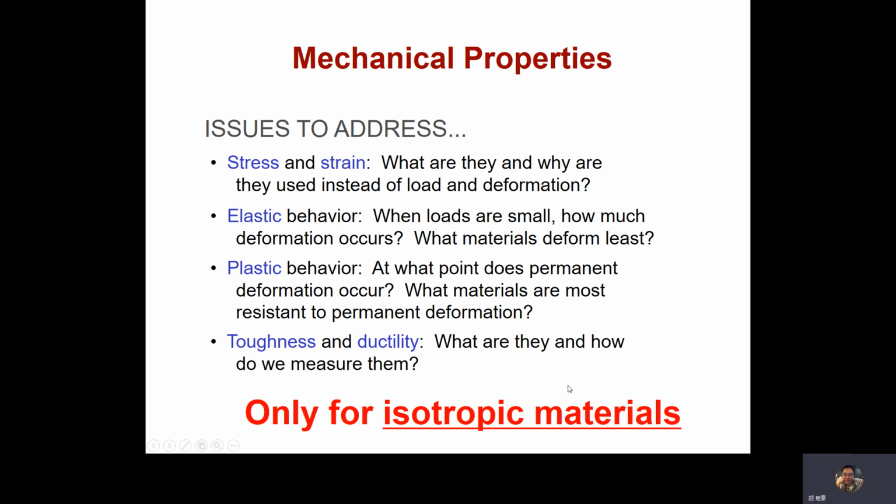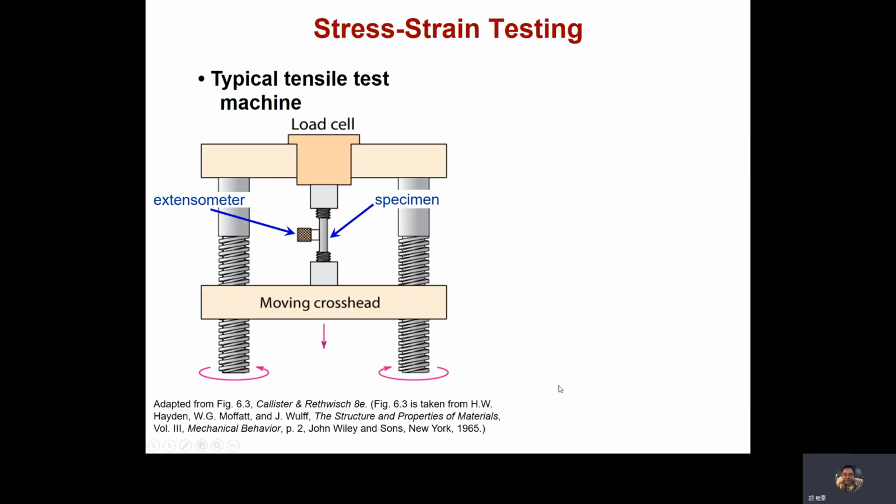Okay, those issues will be discussed in this chapter, and we only discuss isotropic materials.